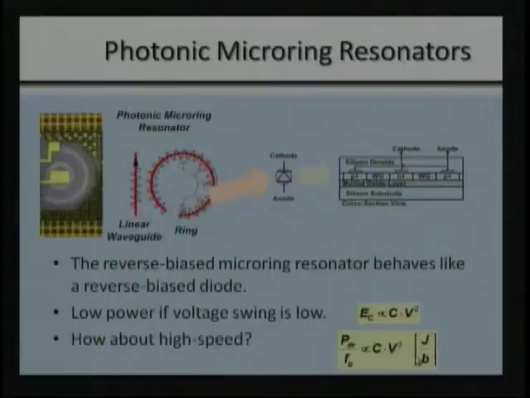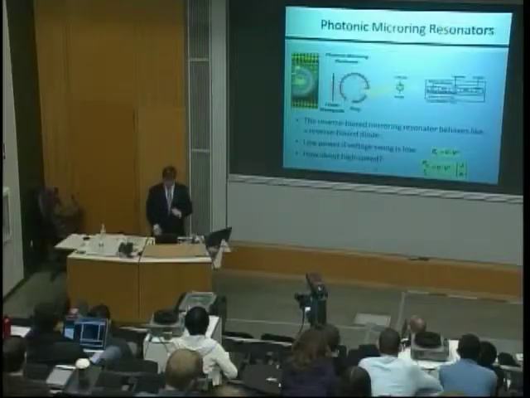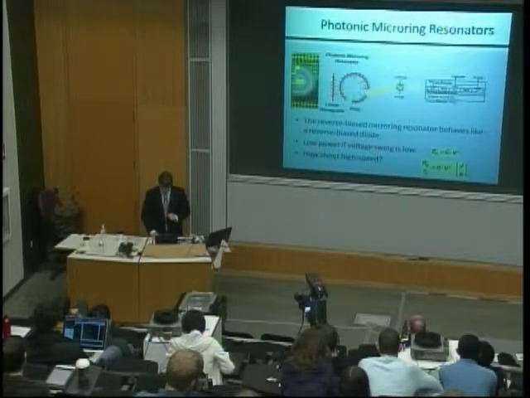So when we go back and we think of that femtojoules per bit, this is very exciting because I just need to lower the voltage on this ring as much as possible. The question I wanted to look at was, how about high speed? Can I also get high speed while still keeping the power low for the photonic microring resonator?